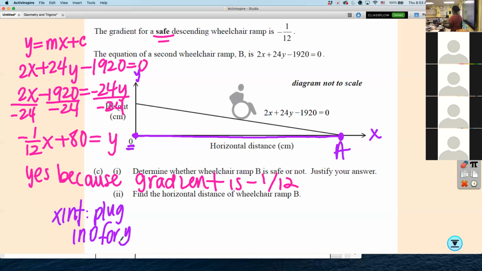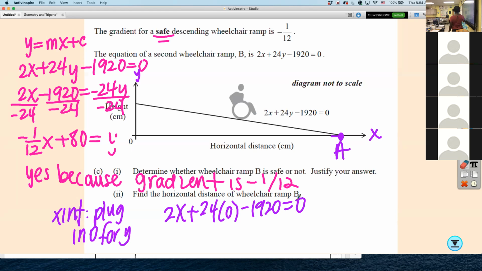How do you find a y-intercept? Plug in 0 for x. That's how you find a y-intercept. So you have to be able to recognize that based off of this diagram. Let me erase this in case you didn't see it. This was essentially a first quadrant, and then the ramp was just coming down from the y-axis to the x-axis. So I'm going to plug 0 in for y, and then I'm going to solve.